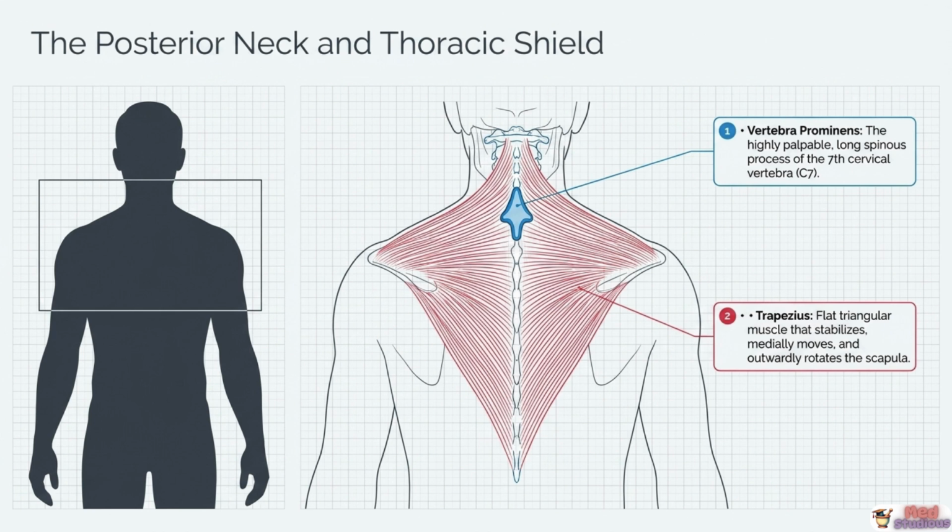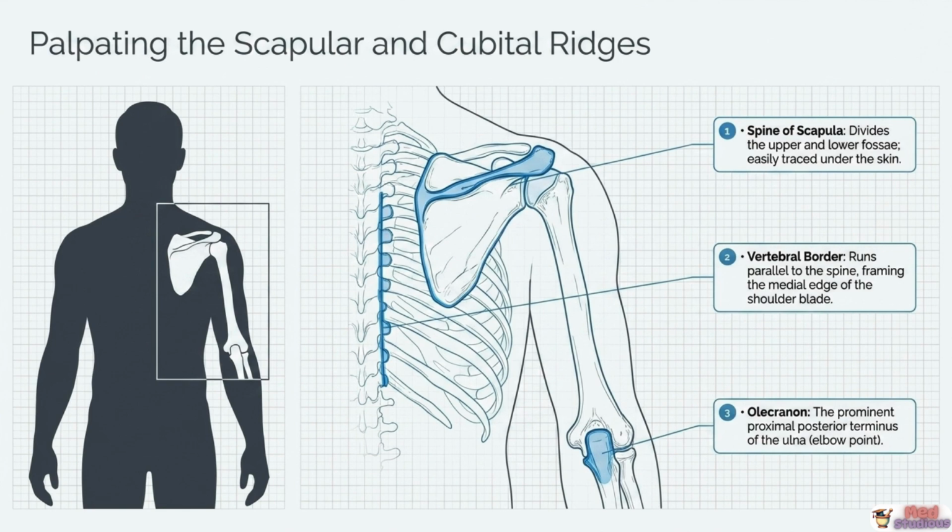The trapezius is innervated by cranial nerve 11, the accessory nerve, and its weakness following neck surgery results in a characteristic drooping shoulder and difficulty raising the arm above horizontal. The posterior shoulder and upper limb contain three bony landmarks that are essential for clinical orientation.